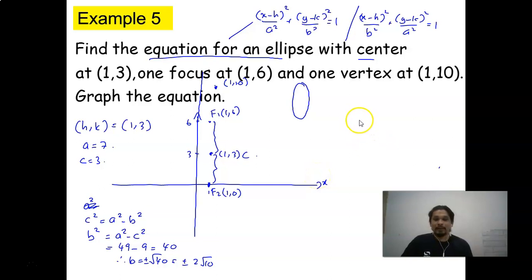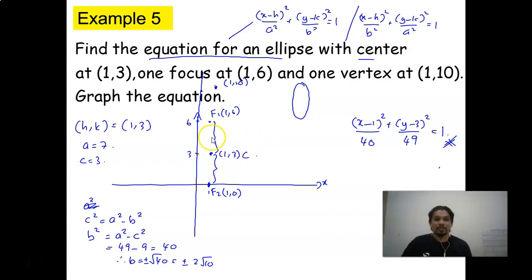So now, (x minus 1) squared over 40, plus (y minus 3) squared over, well, the measure vertically, 7 squared, which is 49, equals 1. Here b squared is 40.